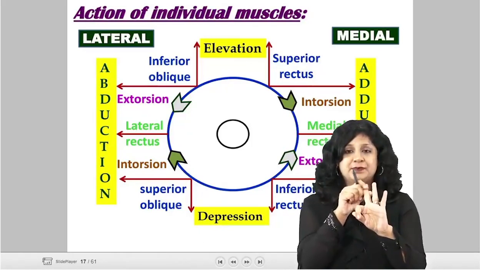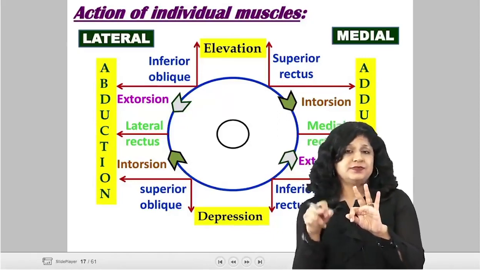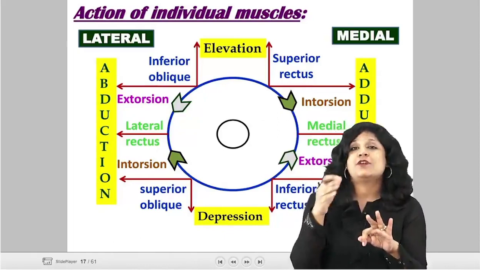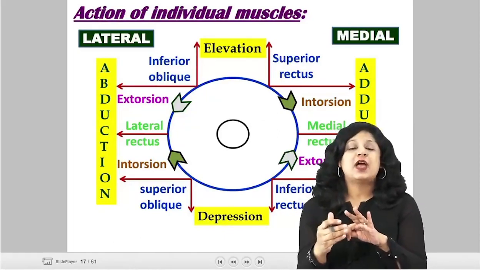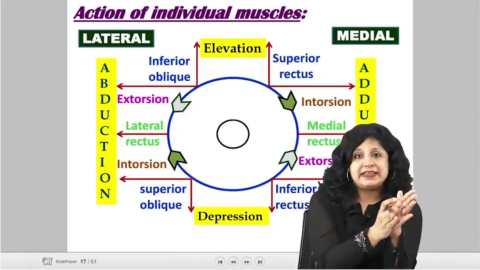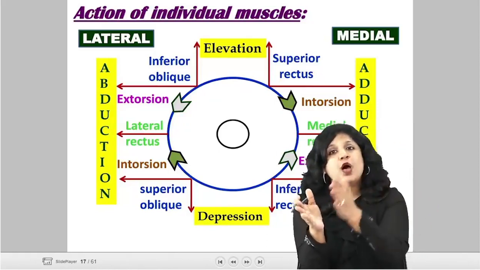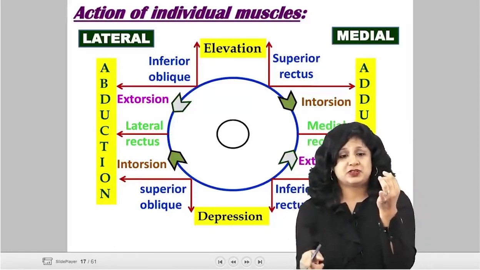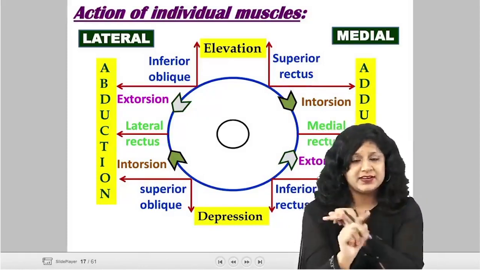Second thing, because the primary action was intorsion, extorsion, therefore the secondary action will be elevation, depression. Now, whether it will elevate or whether it will depress, for this you have O for oblique and O for opposite. So, obliques will take the eye to the opposite direction. Because it is a superior oblique, it will cause depression. So, you have got the intorsion, then you have got the depression, right?